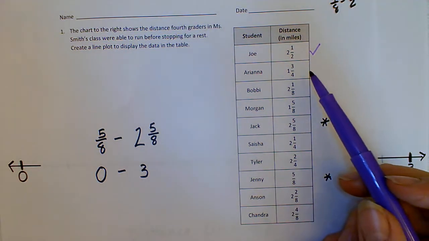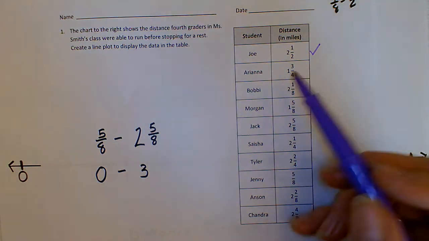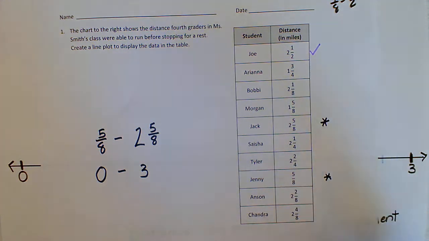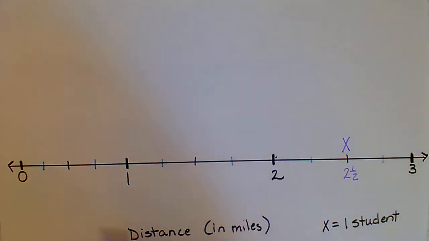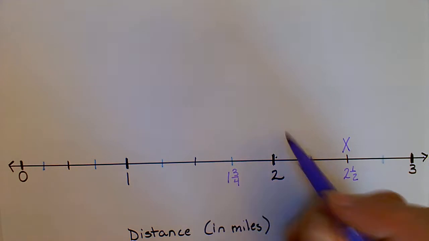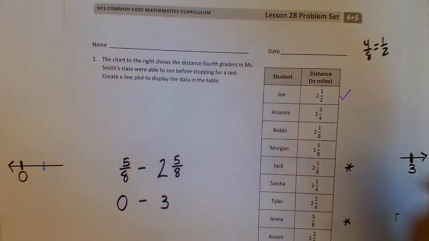Now we're in luck here. Our next person is fourths. There's no other halves here. So let's go ahead and put Ariana on here. So it's 1 3/4. So let's go ahead and find 1 3/4. So we're going to go 1, and then we're going to go 3/4. 1/4, 2/4, 3/4. So this is going to be 1 3/4, and we have to put an X for Ariana. And then what do we have to do? We have to check her off that we put her on there.